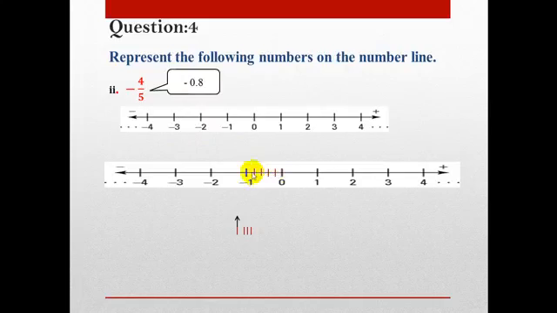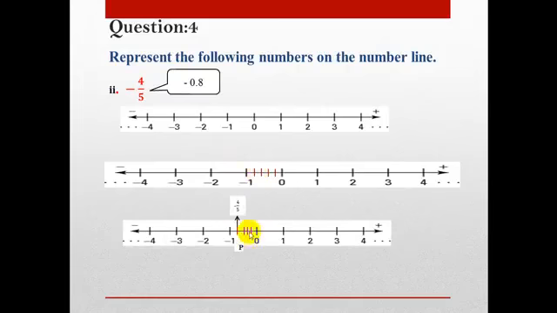These are the 4 lines, and the numerator is 4, and on the 4th line your point should be: 1, 2, 3 and 4. See, 1, 2, 3 and 4. This is minus 4 over 5, and this is the point P. The point P on the number line shows minus 4 over 5.